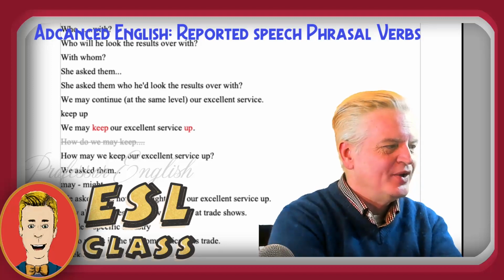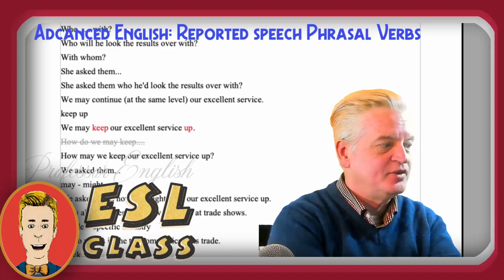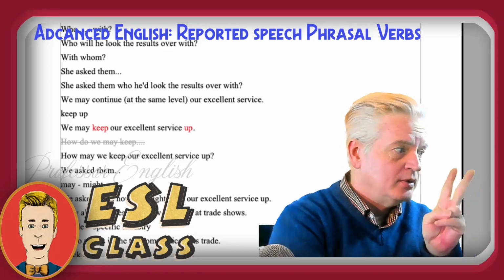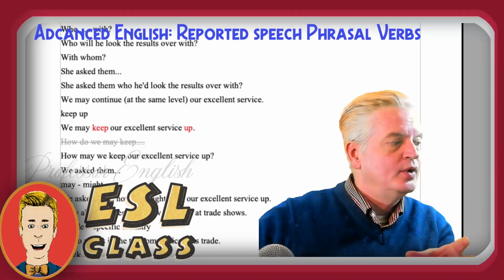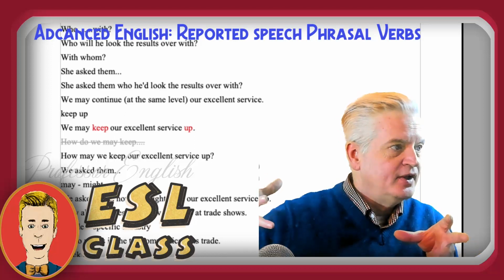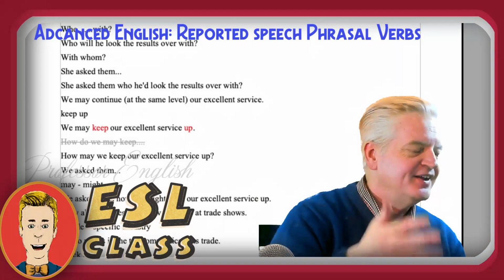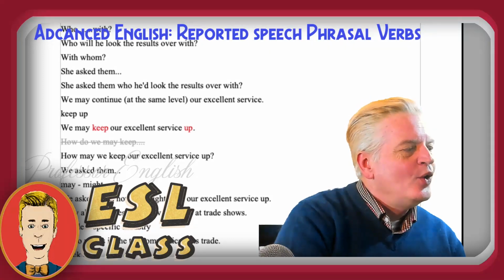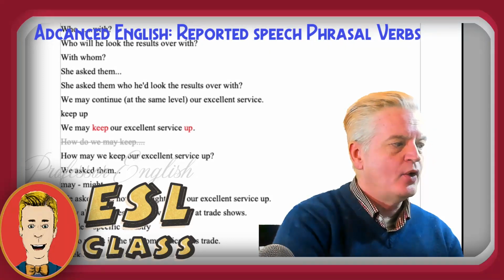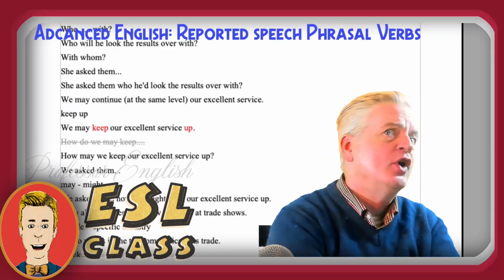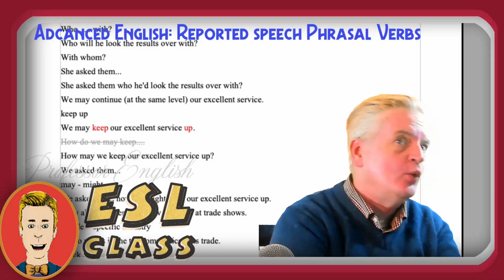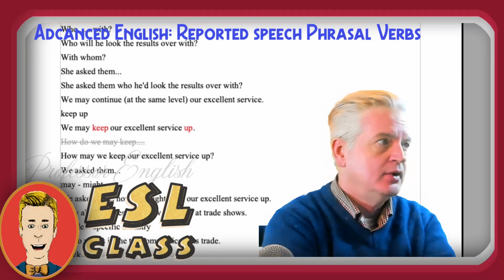Mikhail is saying, who will look the results over with? You are missing the subject. There are two people in this activity. There's he, and then there's the mystery person who, and you have forgotten to use the he. Who he will look the results over with. She asked them who he will look the results over with. Two people. You have to mention both.